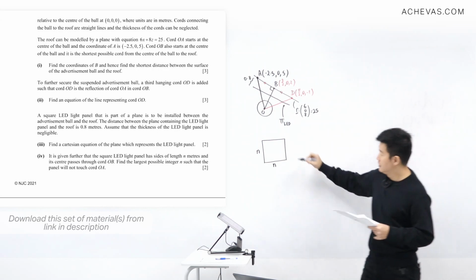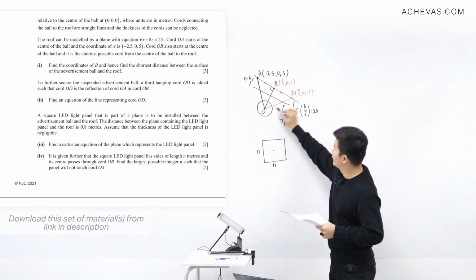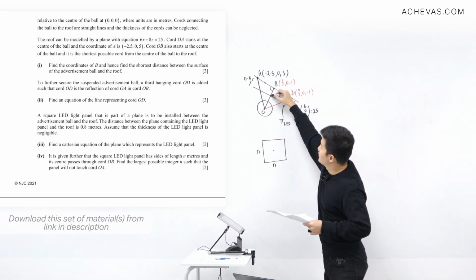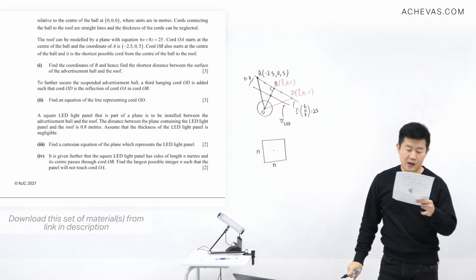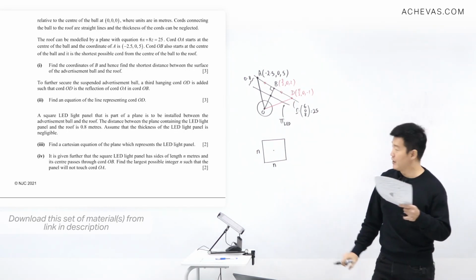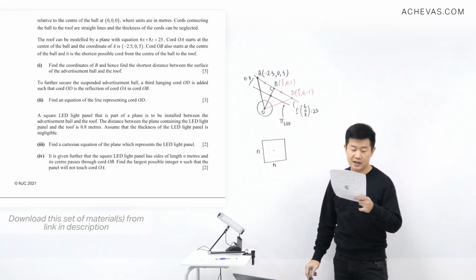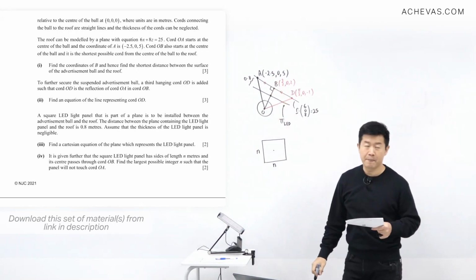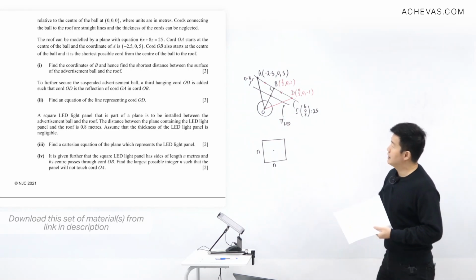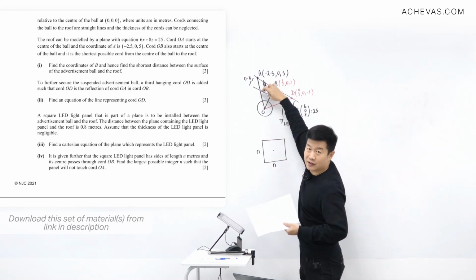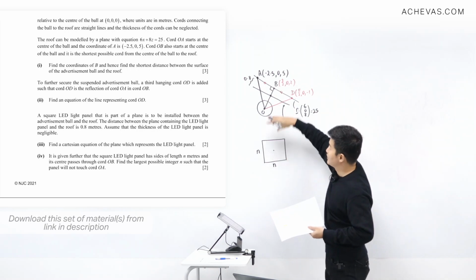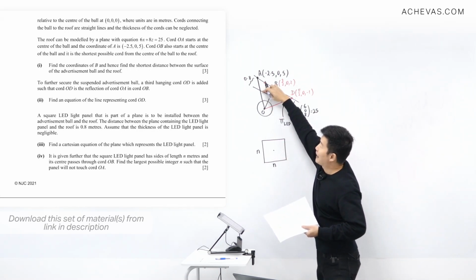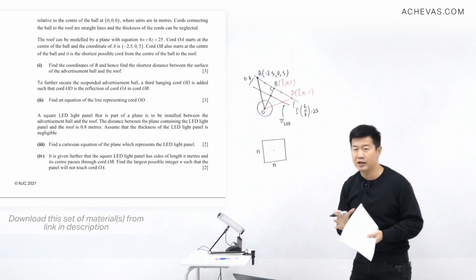And the center is going to be passing through the line OB here. So it's going to be passing through this. And we are going to find the largest possible value for n such that the panel will not touch this chord OA. So if you think about it, it is going to be this length here that we are interested in, right? No matter how this is positioned, it cannot exceed this length. So I'm going to try to find this length.